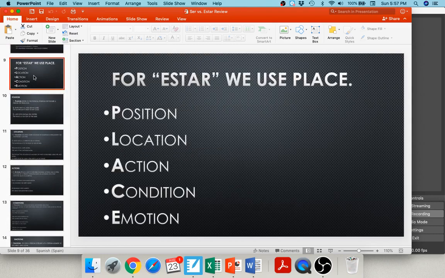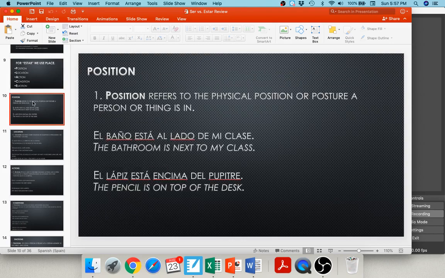For the verb estar, we have a different acronym. We've been using TOPIC this whole time to talk about ser. We're now going to use PLACE to talk about estar. So the P in PLACE stands for position. This is the physical position or posture of a certain person or thing.